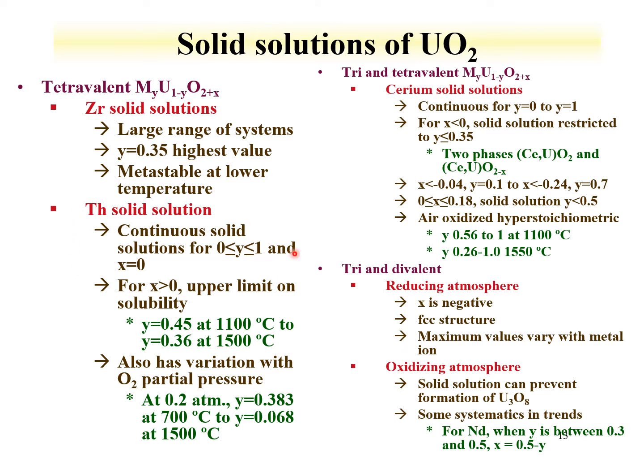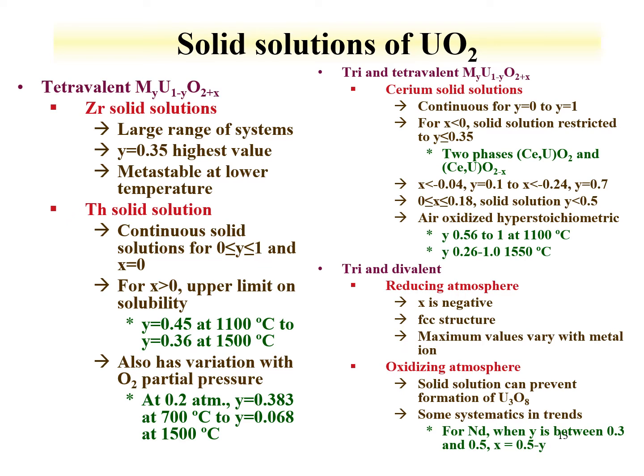Thorium makes a solid solution with uranium over the entire range. Some tri- and tetravalent solid solutions, well, cerium-4 is continuous over the entire range, whereas cerium-3 has variations. And the tri- and divalent solid solutions really depend upon whether you're in a reducing or an oxidizing environment.